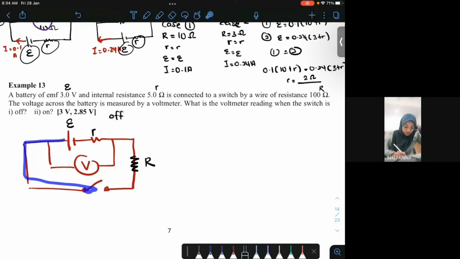So current tidak akan keluar pun at the first place. So when it did not leave, bila current tak keluar daripada EMF ini, current tidak akan limpas internal resistance ini.